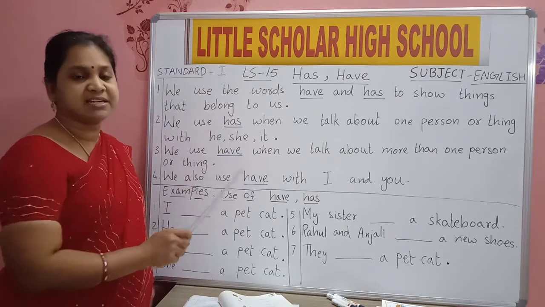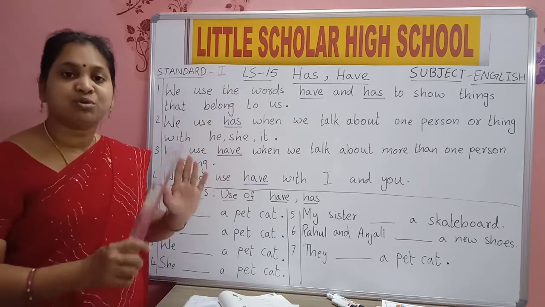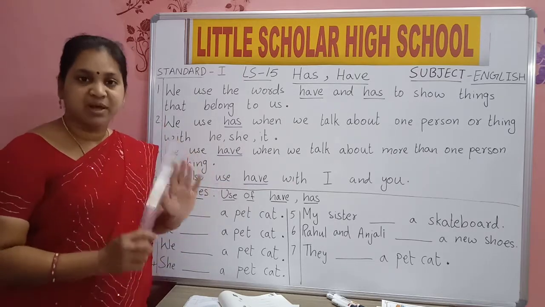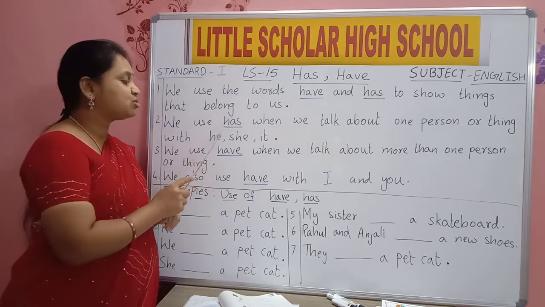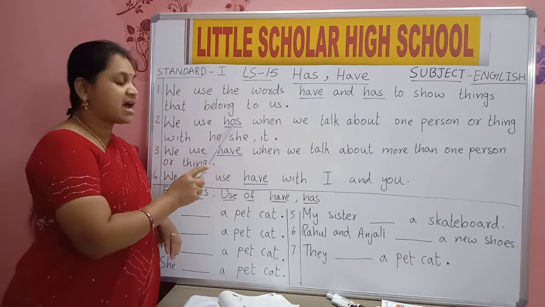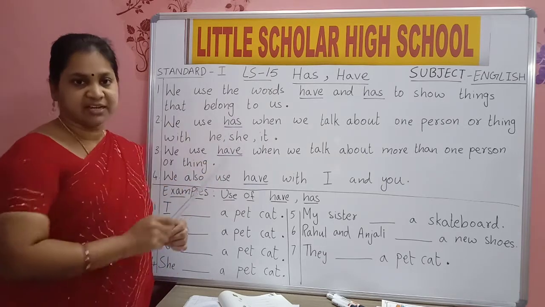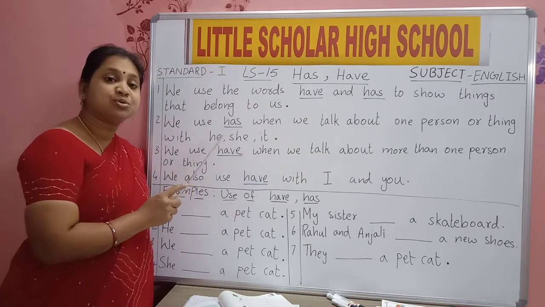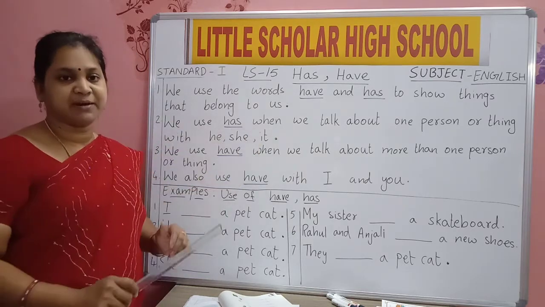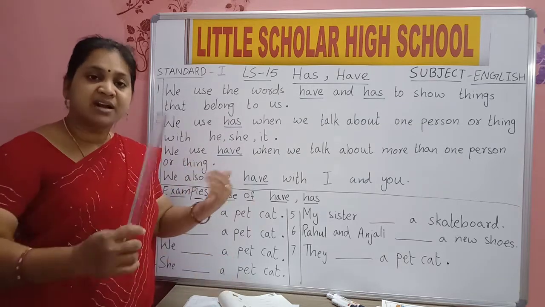It has a tail. Here he, she, it is used when we are talking about only one person or one thing. And has is used with one boy. Has is used with one girl. Has is used with one thing. When we are talking about one, we use has. And to show the things belonging to someone, we use has.